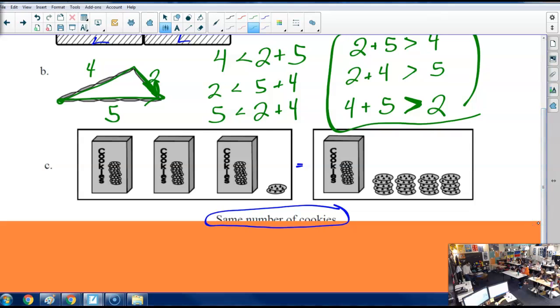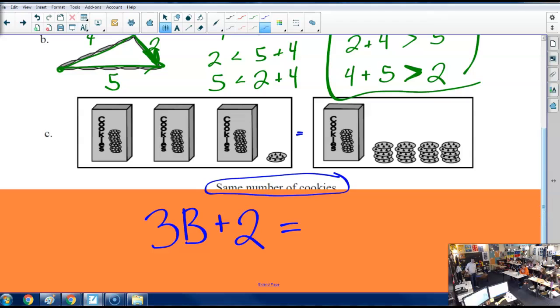Now, for all the cookies, see what I did there? Molly, can you relate to me what we see in picture C? What do you have in the left rectangle? And, yeah, so 3 boxes. And 2 extra. Maeve, what do I see in the right picture? A box and 20 extra.